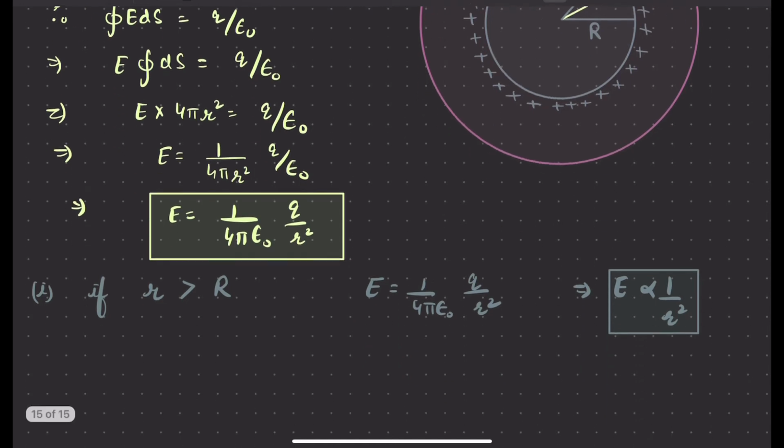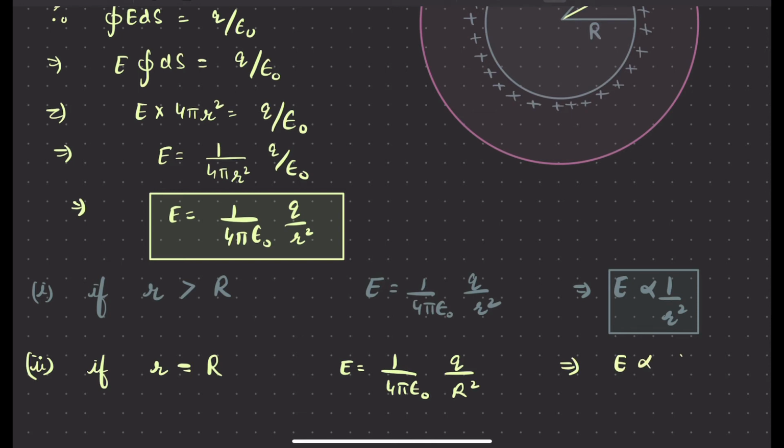Now, in the second case, if the Gaussian surface coincides with the spherical shell, then small r, that is the radius of the Gaussian sphere, is equal to the radius of the spherical shell. In that case, we have E is equal to 1 upon 4 pi epsilon naught q upon capital R square. That means we have E is inversely proportional to capital R square.